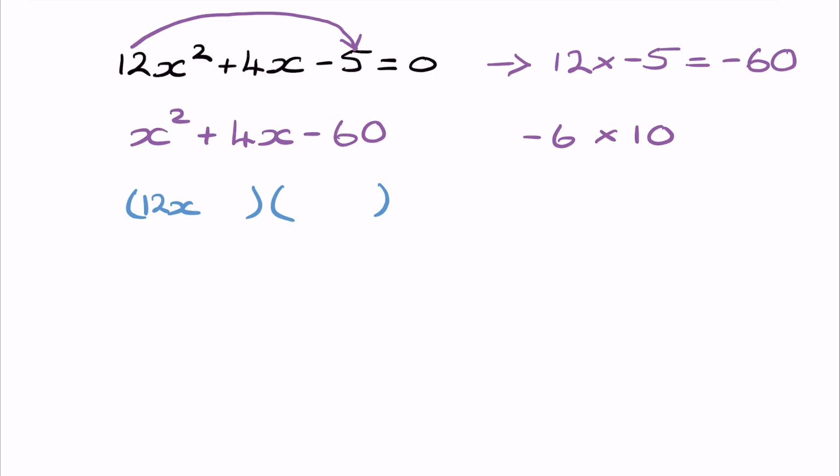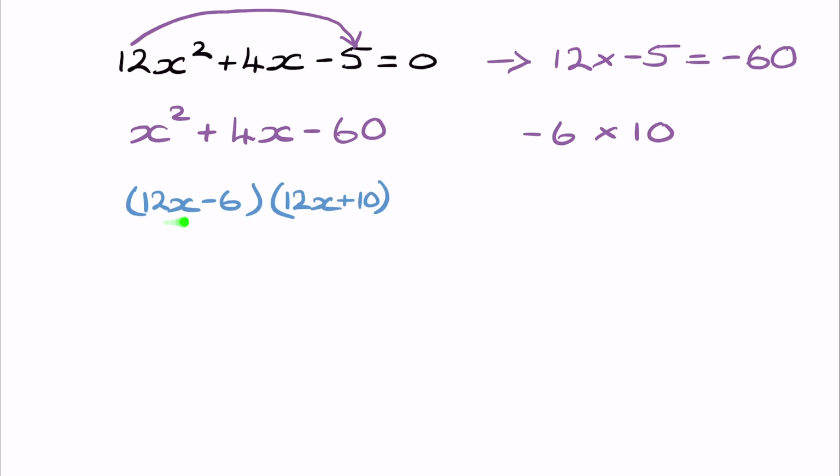Start each bracket with 12x, then we put -6 in one and a +10 in the other, and then we need to simplify each one by looking for a common factor. We have a common factor of 6 in the first one. In the second one, the highest common factor is actually 2, so divide this one by 6 and this one by 2, and that will give us our new brackets. 12 divided by 6 gives us 2, so we have 2x, minus 6 divided by 6 is 1. Our second bracket, 12 divided by 2 gives us 6x, and then 10 divided by 2 is 5.